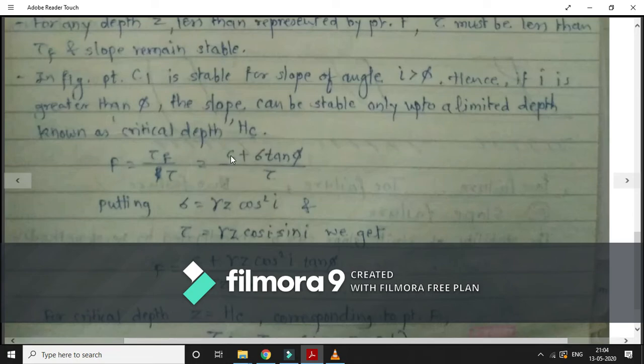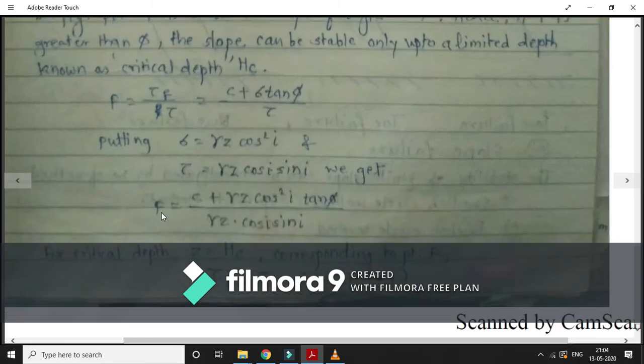What is tau F? C plus sigma tan phi, and tau is tau. What is sigma? Gamma z cos square i. It is already seen here. Tau is gamma z cos i sin i. So we are going to put all this in this equation. So we are getting this equation, right? For critical depth, we can replace the z with the Hc here. Correct? So this will become the critical height, the point corresponding to the factor of safety.